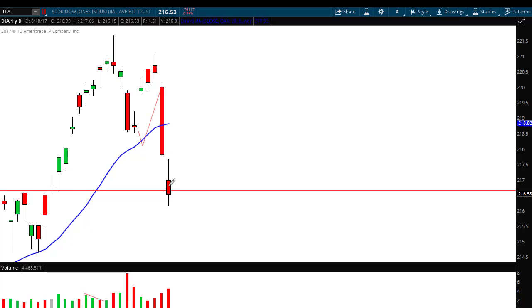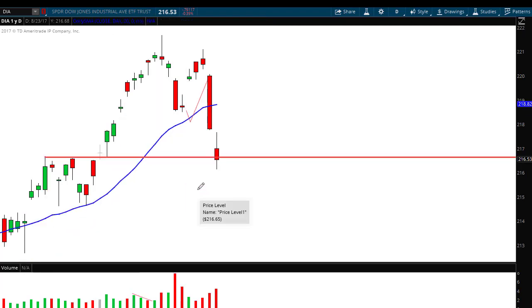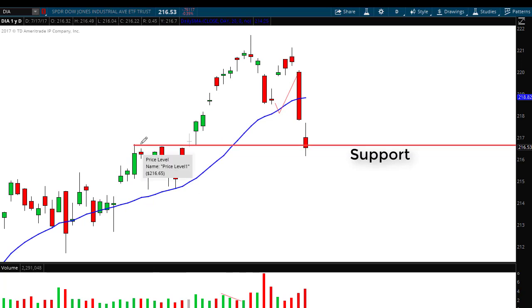And of course Friday right here on the 18th we closed right on the role reversal support line that I drew from last week. I said that this would act as a support because former resistance right here and here, once broken, turns to support. Now what does that mean for next week?